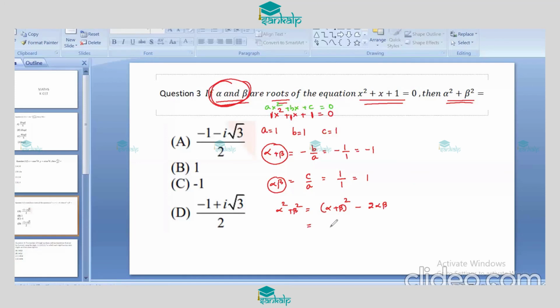Alpha plus beta, we found it is minus 1, square, minus 2 into alpha beta, we found it is 1. So minus 1 square will be 1, minus 2. The final answer, minus 1. In this way, alpha square plus beta square, the answer we got is minus 1, which is option C. It's very simple. Whatever we have learnt in algebra, that we are using it.